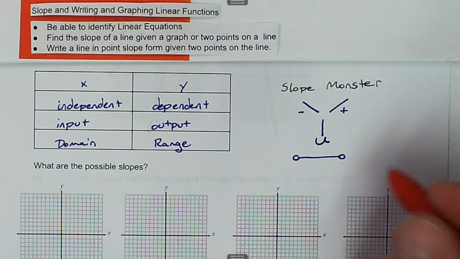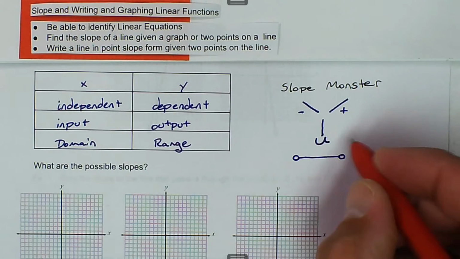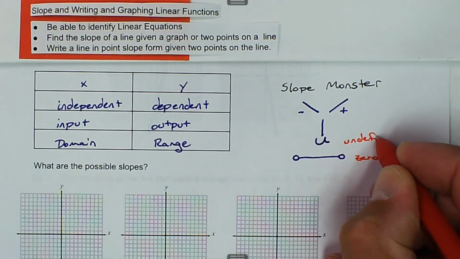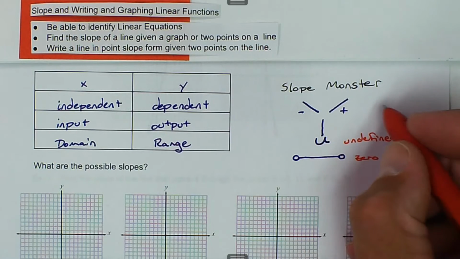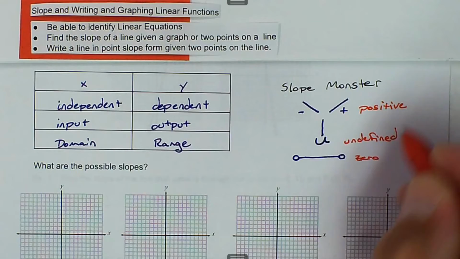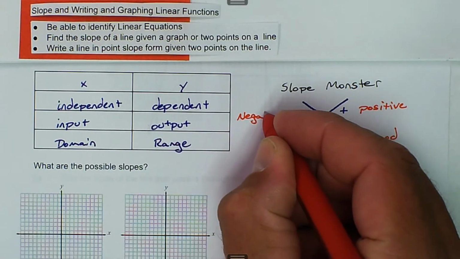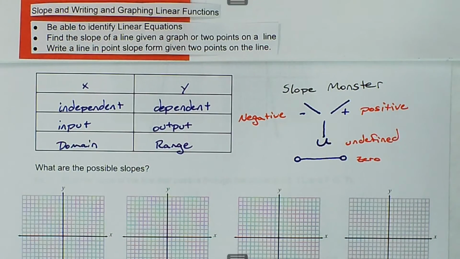So we put the zeros on the side of the mouth. We have the U that represents undefined. From the bottom left, working up and right, that's positive. And starting high and working low, that is negative. So that can help us remember different types of slopes if we draw that on a quiz or a test.